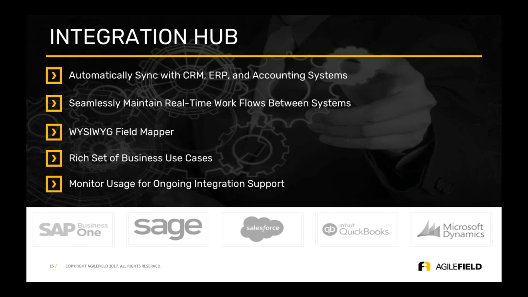The AgileField Integration Hub is a two-way sync between AgileField and major CRM, ERP, and accounting systems like SAP Business One, Salesforce, Microsoft Dynamics, and QuickBooks. Our rich set of business use cases lets us push information back and forth between systems around all major business objects. These include jobs, customers, users, inventory, and equipment. This will allow your company to work seamlessly between systems and have necessary and accurate data at all times.